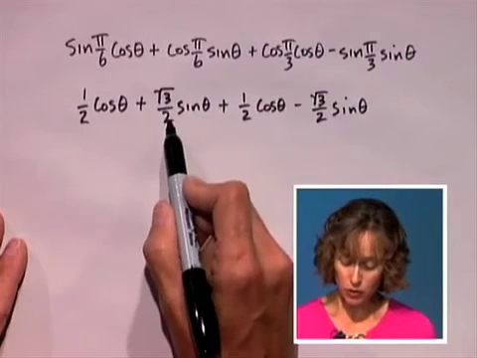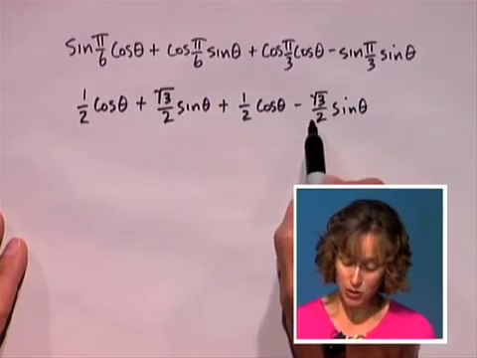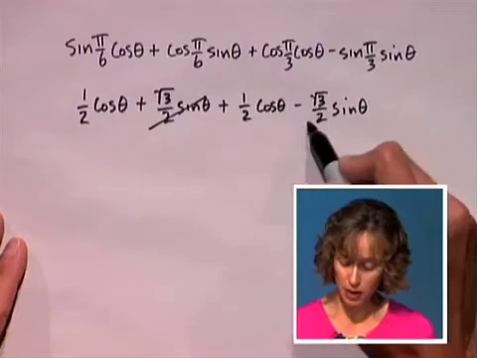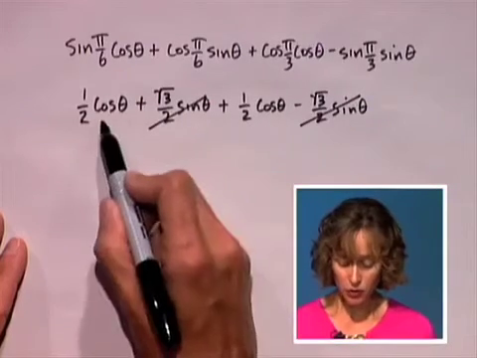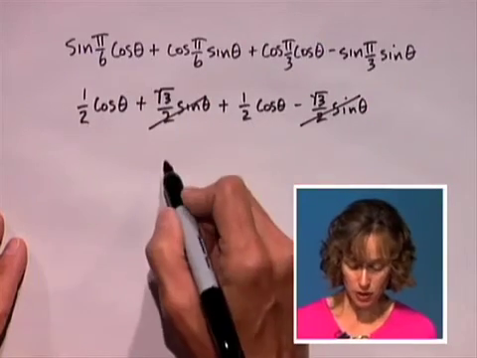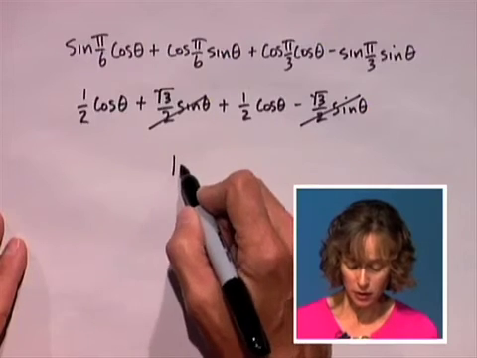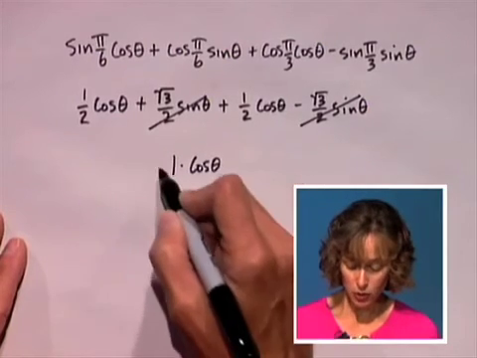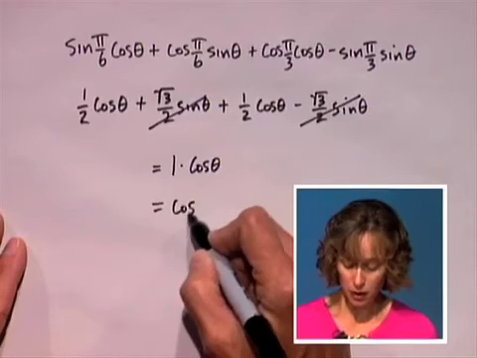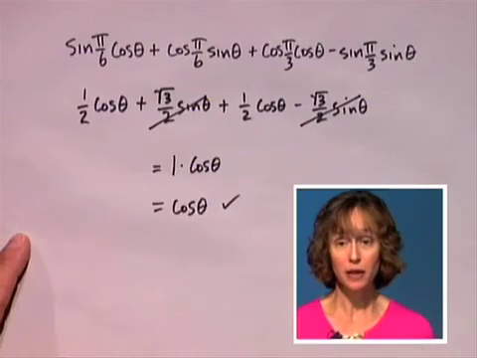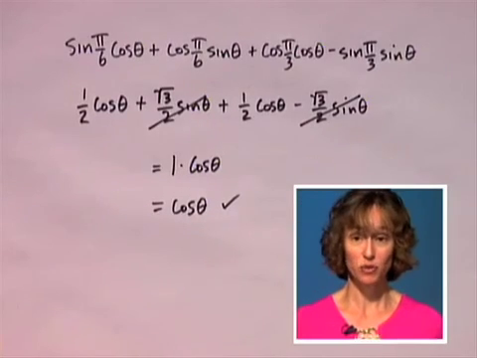Now look what I have. Square root 3 over 2 sine theta minus square root 3 over 2 sine theta are going to add to 0. And 1/2 cosine theta plus 1/2 cosine theta is exactly 1 cosine theta, or cosine theta. And if you look back at the identity we were trying to verify, that's what we were trying to show.